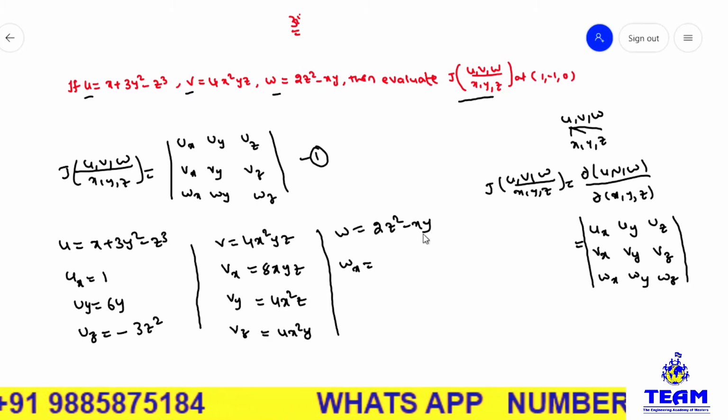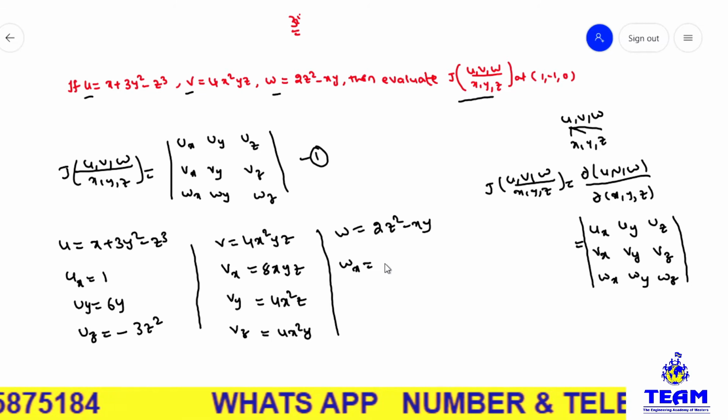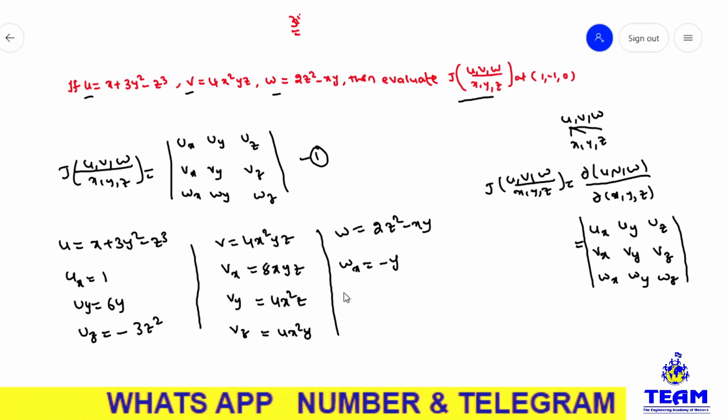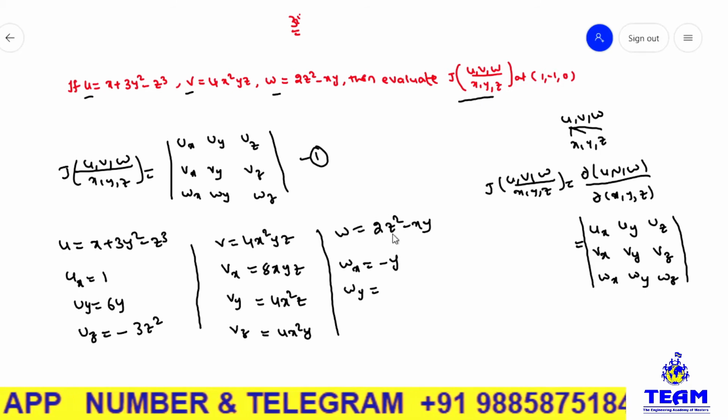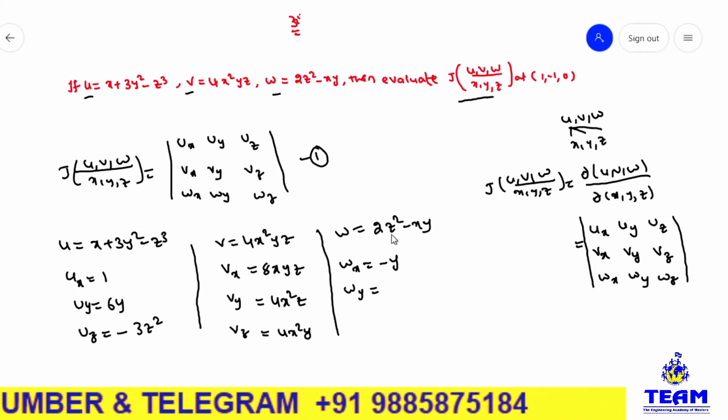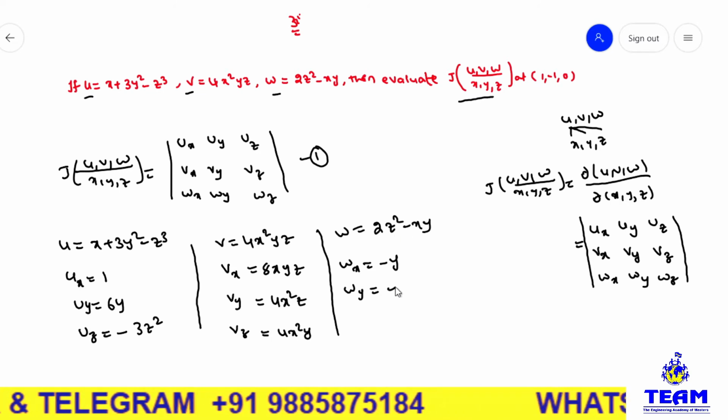Next, here you have an x term. The x derivative is 1. This is minus y, so minus y into 1 is minus y only. W with respect to y: this contains two terms. The first term does not contain y, so it is independent of y and its derivative will be 0. Here you have minus x.